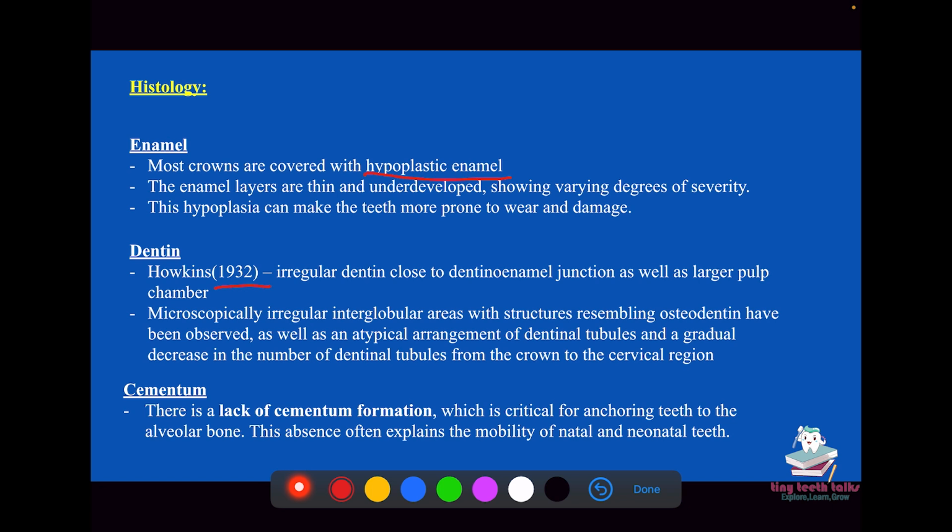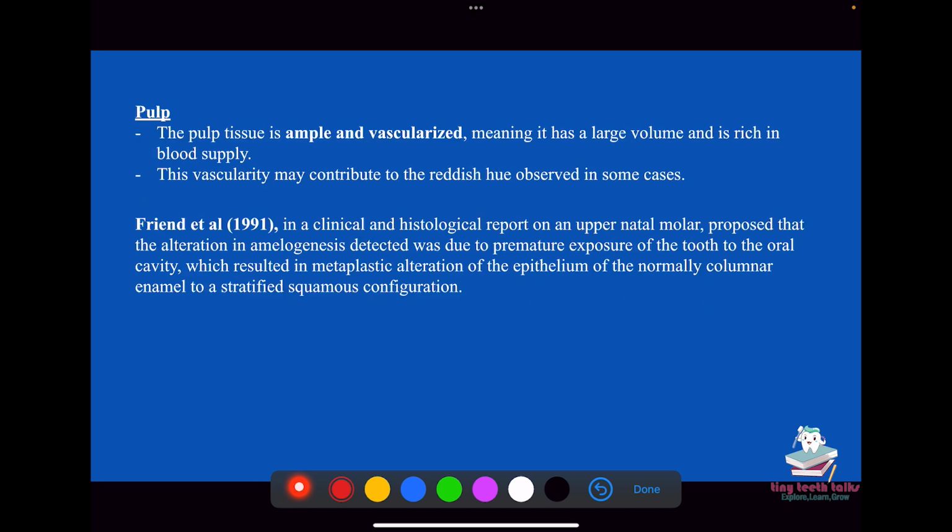Cementum: there is a lack of cementum formation, which is critical for anchoring teeth to the alveolar bone. This absence often explains the mobility of natal and neonatal teeth. Pulp: the pulp tissue is ample and vascularized, meaning it has a large volume and is rich in blood supply. This vascularity may contribute to the reddish hue observed in some cases.